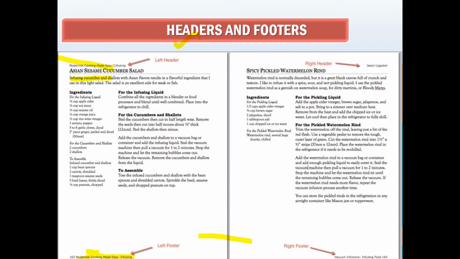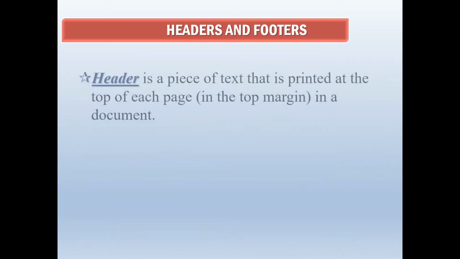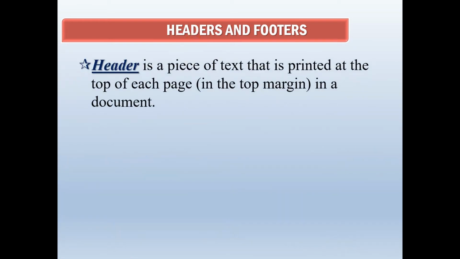Okay, so what is header and footer? Header is a piece of text that is printed at the top of each page. Okay, in the top margin in a document, whatever is typed, that is header. Okay, so what is header? Header is a piece of text that is printed at the top of each page.